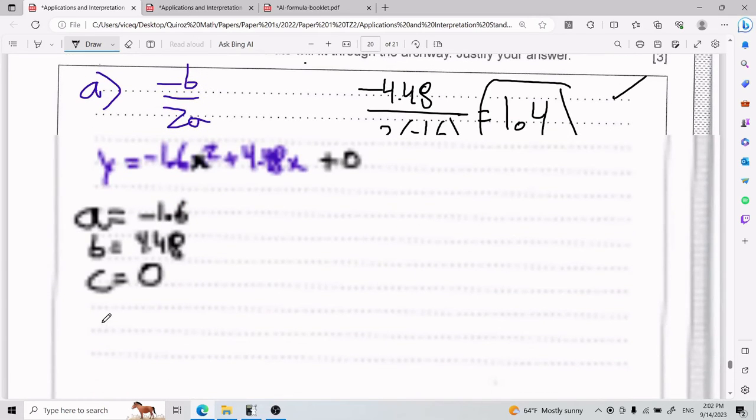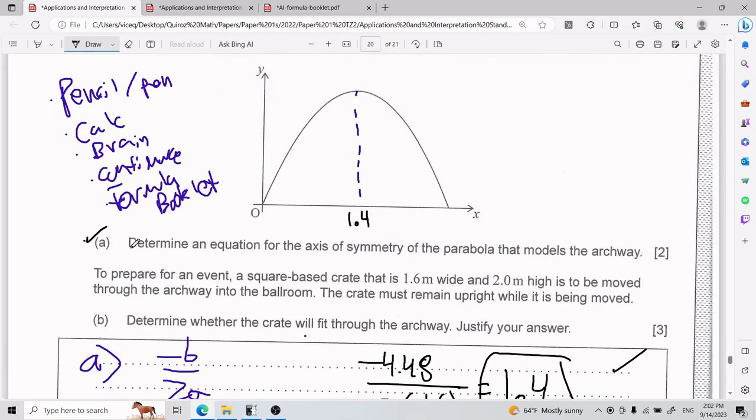Cool. For part B, they say to prepare for an event, a square-based crate that is 1.6 meters wide and 2 meters high is to be moved through the archway into the ballroom. Wait, that doesn't sound like a square. I thought squares were the same dimensions. All right, whatever, we've got a crate.